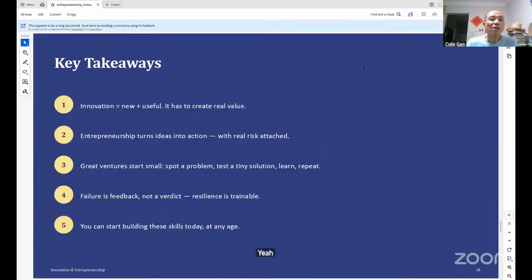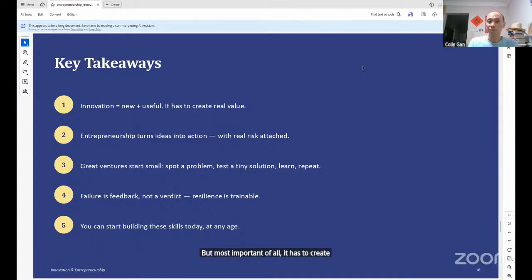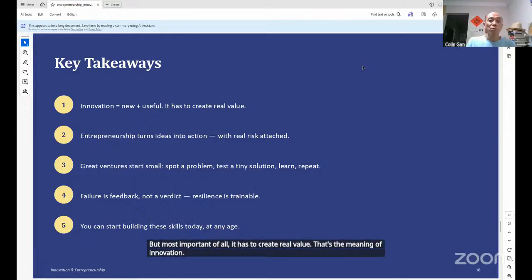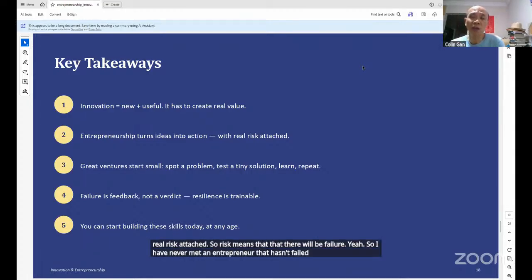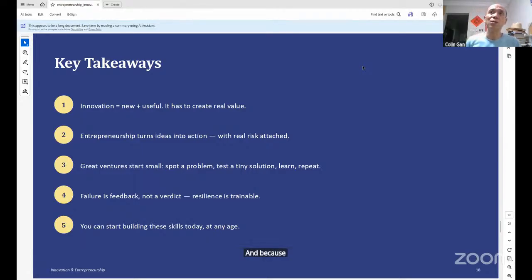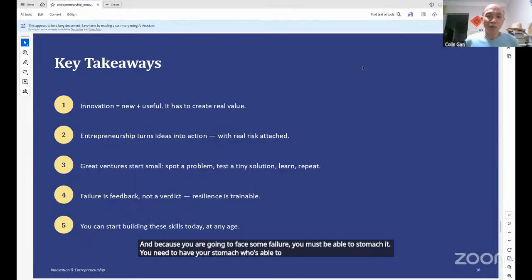Yeah, the last slide. So some of the important key takeaways I want you to know from this lecture is, first, innovation can be something new or something useful, but most important of all, it has to create real value. That's the meaning of innovation. Entrepreneurship is simply turning ideas into actions, but with real risk attached. So risk means that there will be failure. I have never met an entrepreneur that hasn't failed before. If you are an entrepreneur, for sure, you're going to face some failure. And because you are going to face some failure, you must be able to stomach it. You need to have a stomach that is able to tolerate risk and failure.